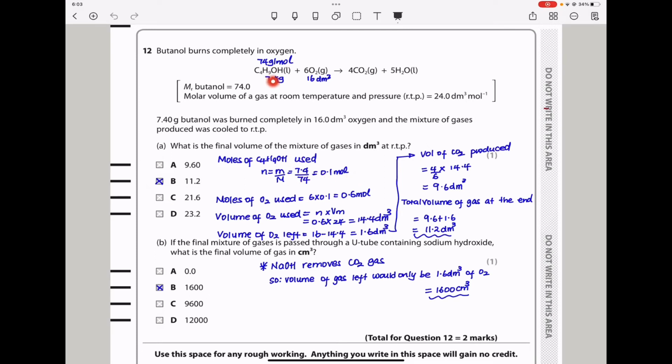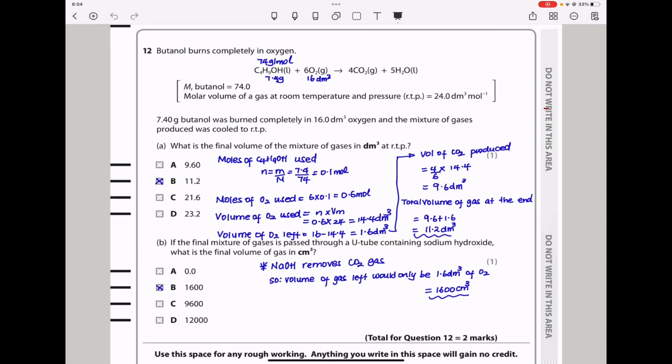And if we have 0.1 mole of this, 0.6 moles of oxygen should react. So the moles of oxygen that are required are going to be 0.6. Now I'm going to use this to find the volume of oxygen that should have been contained in the 0.6 moles. We know that volume of gas is number of moles times molar volume, which is 0.6 times 24, and that gives me 14.4 decimeters cubed. So this means in the 0.6 moles of oxygen, we have 14.4 decimeters cubed of oxygen gas at room temperature and pressure. Therefore, the oxygen that did not react should be 16 minus 14.4, which gives me 1.6 decimeters cubed.